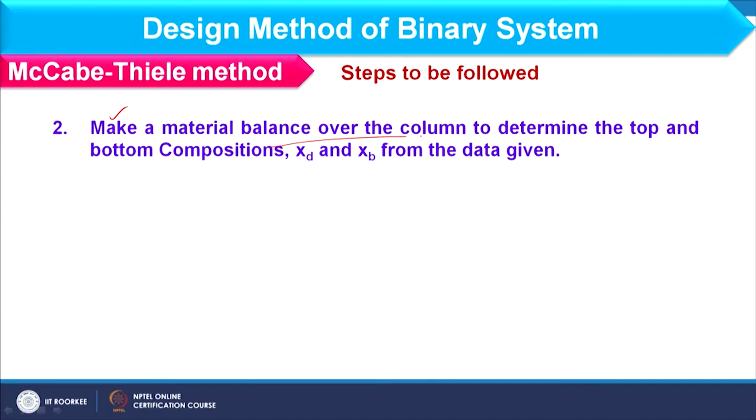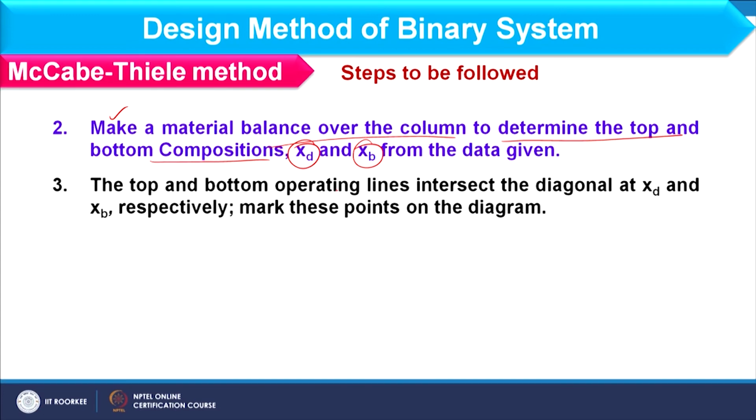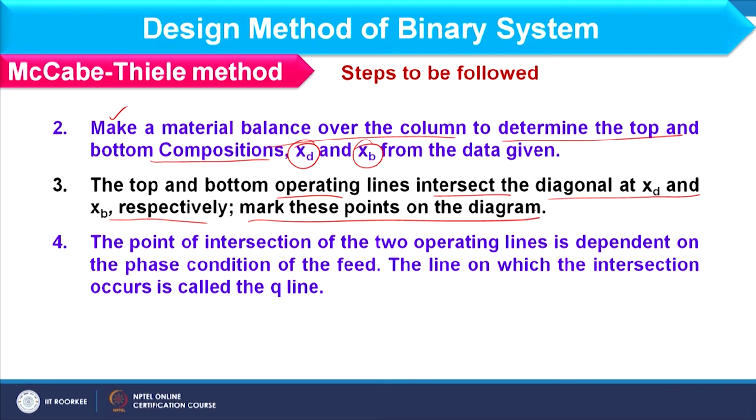Okay. And further, the second step is to make the material balance over the column to determine top and bottom composition, that is XD as well as XB from the given data. The top and bottom operating lines intersect the diagonal at XD and XB respectively, and we have to mark these points on the diagram. Okay. We will see all these points in the diagram also in the next slide. The point of intersection of the two operating lines is dependent on the phase condition of the feed, and so we consider the Q line.